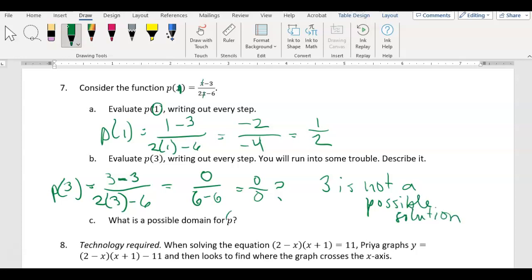And a possible domain for p, that means that it could be less than 3, and it can also be greater than 3, but not equal to 3. Okay, so that would mean that x is less than 3, or x is greater than 3, but x cannot actually be 3.